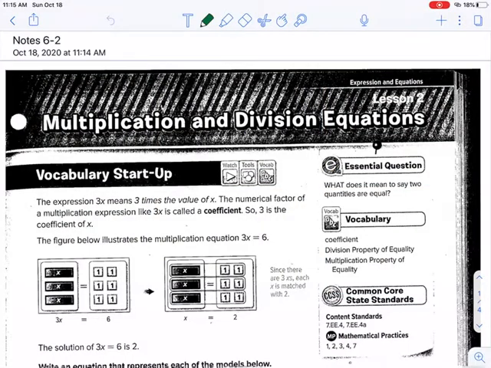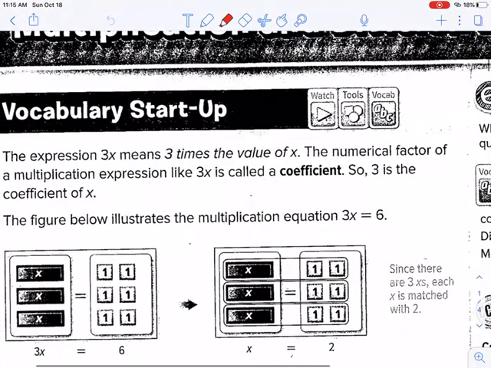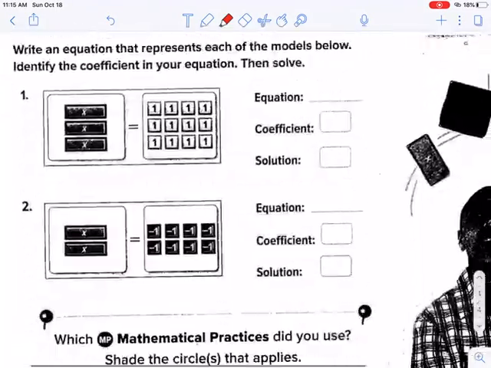Let's move into lesson 2 from chapter 6, and we're going to be working with one-step equations again, but this time we're going to be using multiplication and division to solve. So a review first on a vocab word that you've heard of before, coefficient. That is the number that you multiply the variable by. So in 3x, 3 is the coefficient of x. It's the number that is attached to the x by multiplication.